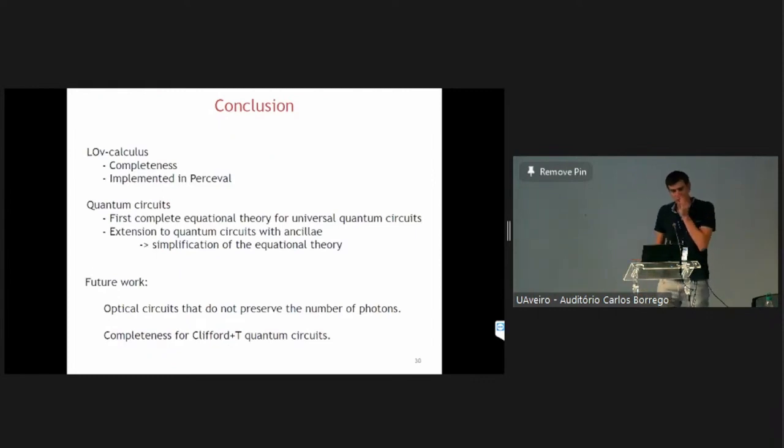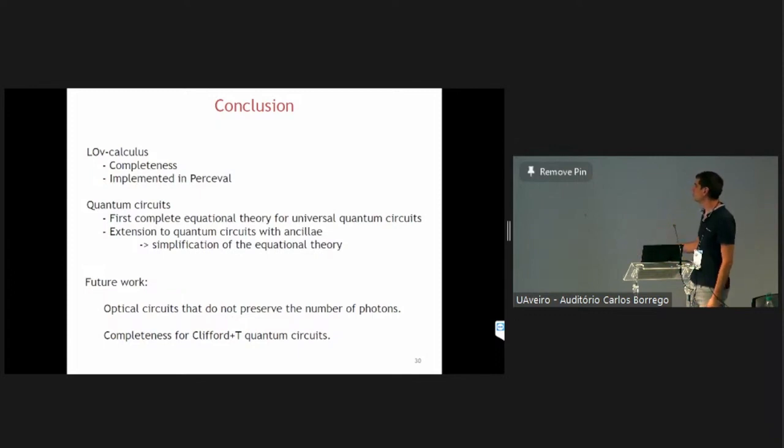So to conclude, I've talked about the law of calculus, so this graphical language for optical quantum computing. I've shown the completeness result. I said already that it's implemented in Perceval, so you can play with this if you like. Regarding quantum circuits, we have introduced the first complete equational theory for quantum circuits. It was an open question for 30 years. And we also extended it to quantum circuits with ancilla, which is a way to actually simplify the equational theory.